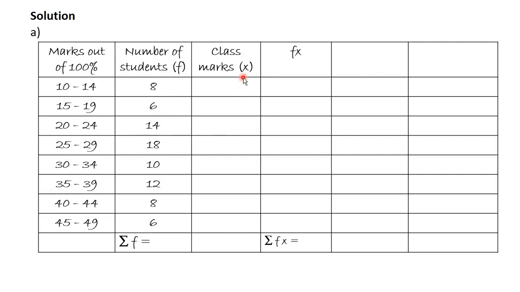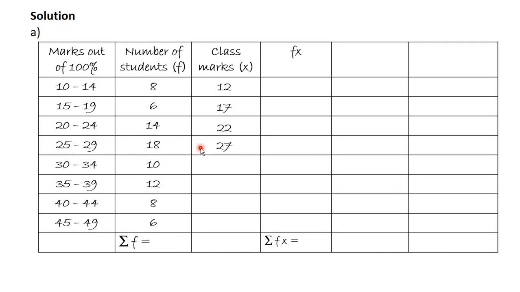We need the class marks, or the mid mark. Remember, for the class mark, you get the lower class limit plus the upper class limit and then divide by 2. I think by now you are well versed with that, so let us do this very fast. We shall have 10 plus 14 divided by 2, which gives us 12. Then 15 plus 19 divided by 2 gives us 17. Then 20 plus 24 divided by 2, that is 22. And then 25 plus 29 divided by 2, that is 27.